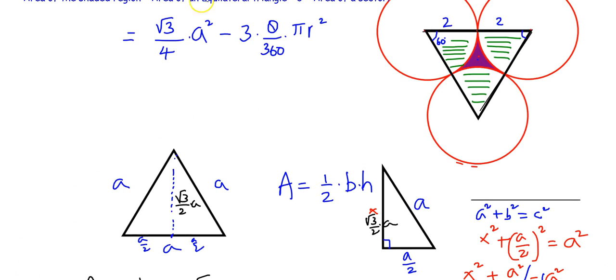So now substitute the values. Let me do the actual part here. Square root of 3 over 4 times A square. A is the side of this equilateral triangle, 2 plus 2, that gives you 4, 4 square. See, all three sides are 4, 4 and 4. So root 3 over 4 times A square, minus 3 times that central angle here, it is 60 degrees over 360 degrees, times pi times the radius, which is 2, so I'll write 2 squared.